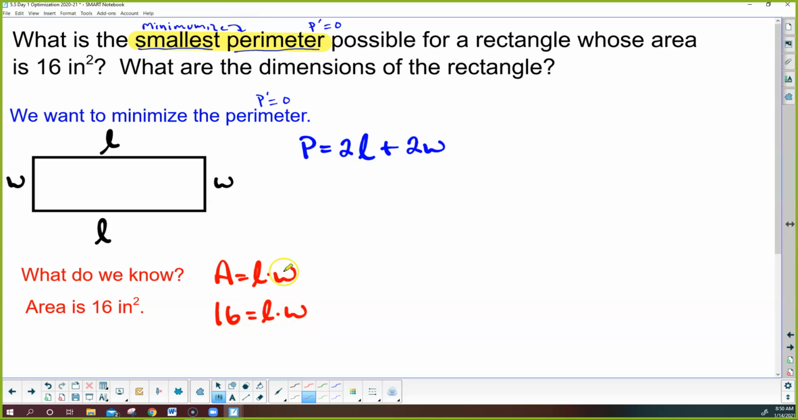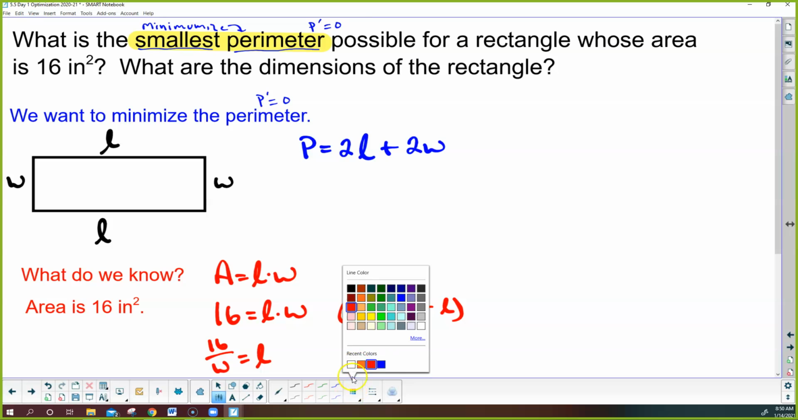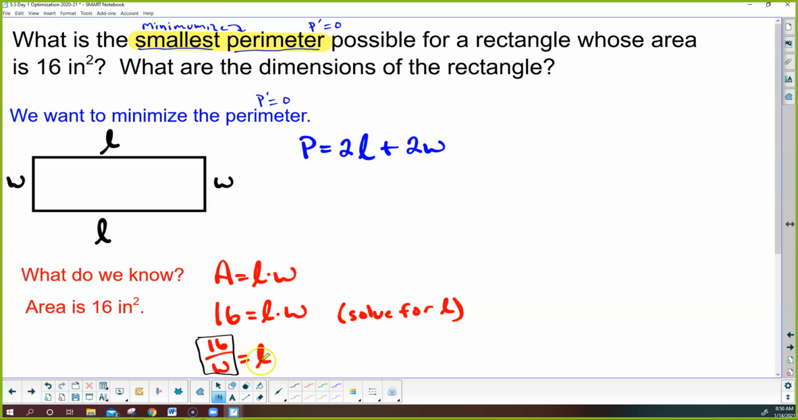So what I'm going to do is pick one of these, and let's solve for L. It doesn't matter, but if I move the W over to the other side, then I know the relationship between L and W. L is 16 divided by W. All right, so we're going to basically replace what L is, so then it's written in terms of W.